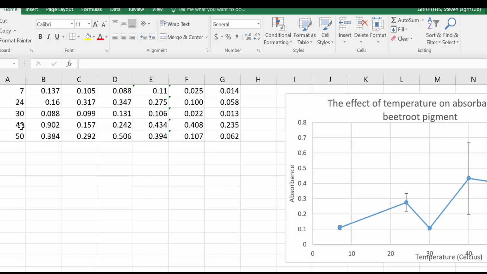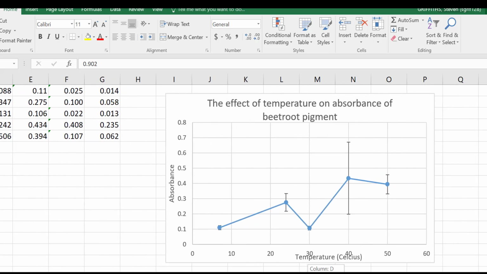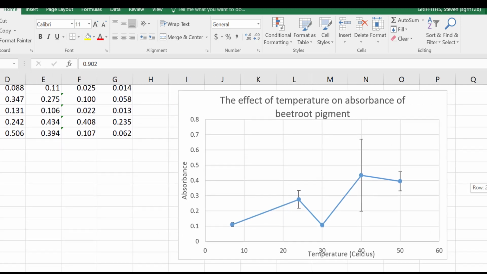Whereas have a look at this one for 40. We've got a 0.9 versus a 0.157. So there's a huge difference between these, a huge variation. And we can actually even pinpoint that one and say, well, that's our trial that is significantly different to everything else. Okay, so let's talk about what that means.